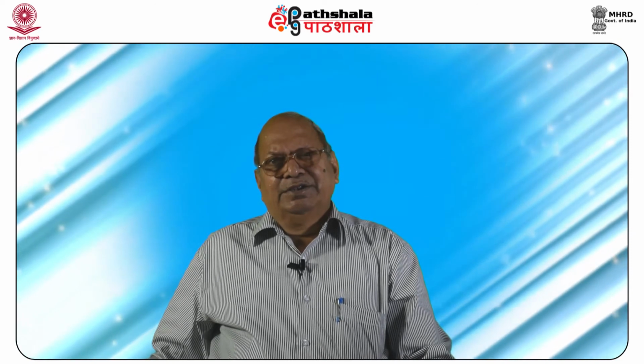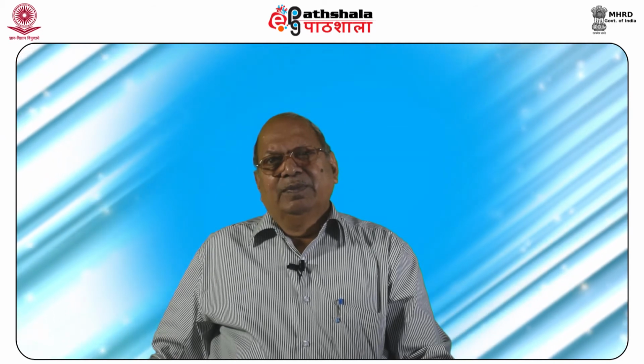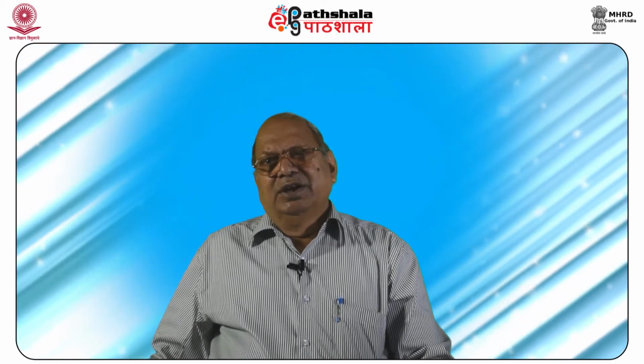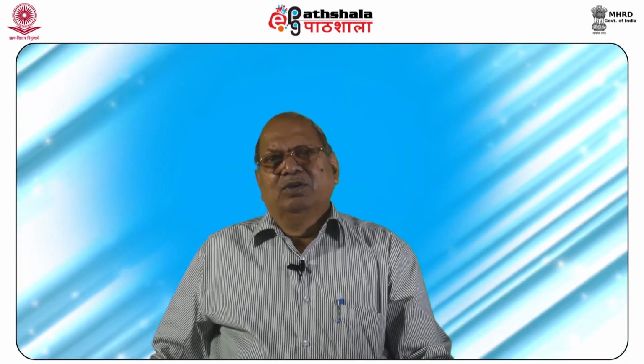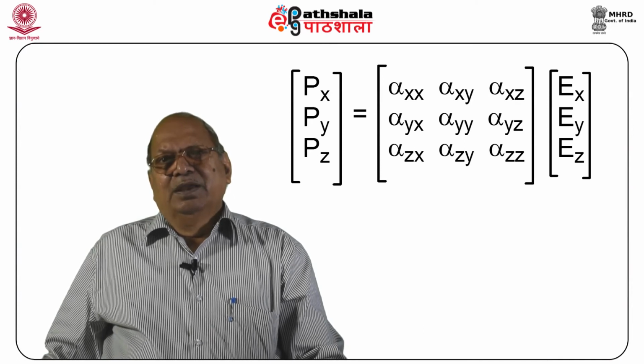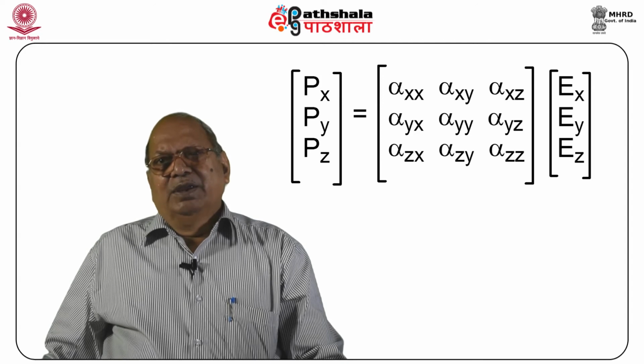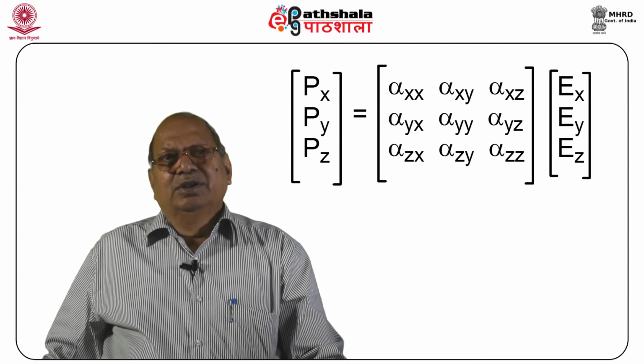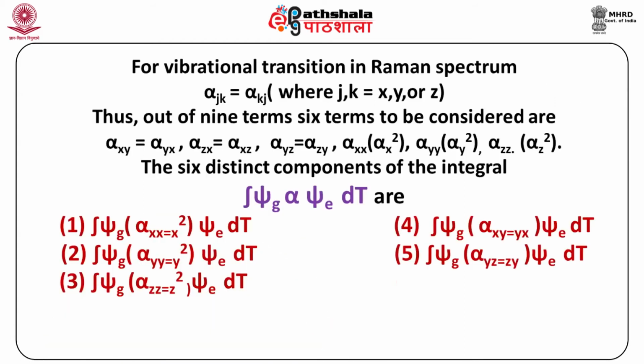Terms such as alpha xx, alpha xy, alpha xz, alpha yz, alpha zy, alpha zz are given here in matrix form: px, py, pz is equal to the matrix of all component terms alpha xx, alpha xy, alpha xz, and so on, multiplied by Ex, Ey, Ez. That is, the equation P is equal to alpha E can be represented in matrix form. For vibrational transition in Raman spectrum, alpha jk is equal to alpha kj, where j and k are nothing but x, y or z. Therefore, out of 9 terms in the matrix, only 6 terms are to be considered.